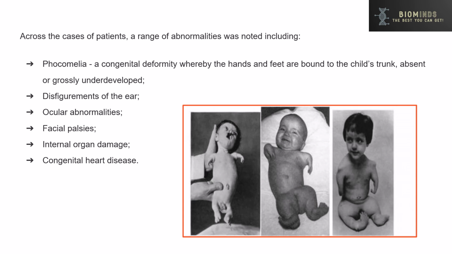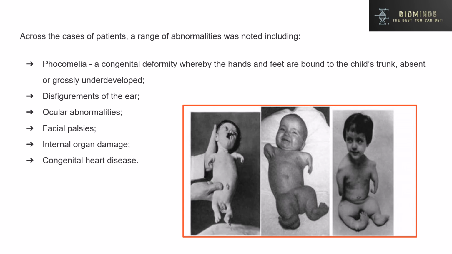Okay, so as this pregnant woman took that drug during the pregnancy, it affects the developing child. Due to that, certain abnormalities were noticed after the delivery of the baby. It's known as phocomelia. Phocomelia is the condition where deformity of the hands and feet are bound to the child's trunk, absent or grossly underdeveloped. You can see the limbs are not developed properly.